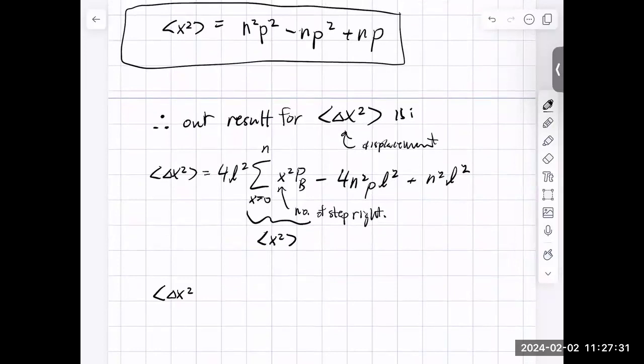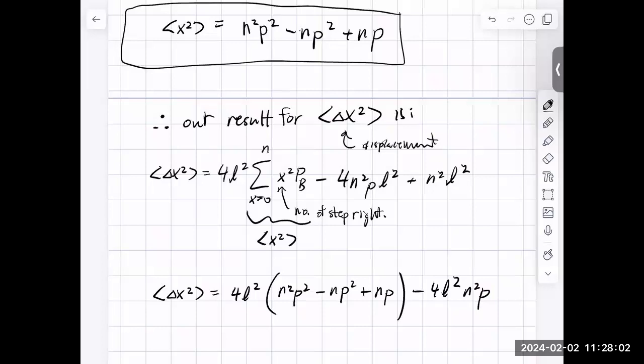Delta x squared average is equal to 4L squared times all of the stuff in the box there: n squared p squared minus np squared plus np, minus... I'm going to put the 4L squared out front because that's looking like a common factor. 4L squared, n squared p.